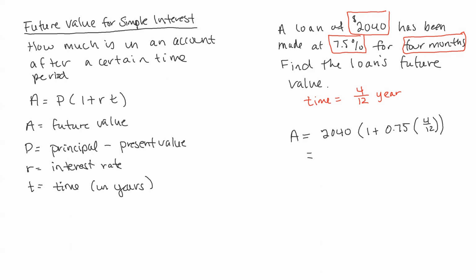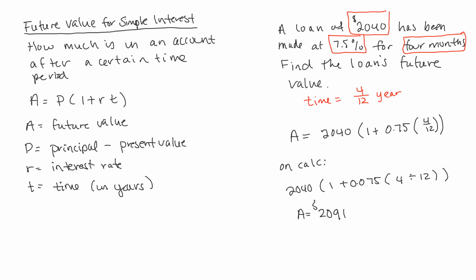So I do want you to type this exactly as you see this. If you were on the calculator, you would type it like this: 2040 parentheses 1 plus 0.075 parentheses 4 divided by 12 parentheses. That's exactly how you would type it into your calculator, okay? So we get 2040 times 1 plus 0.075 times 4/12, and I get 2,091. So the future value of this account is $2,091.